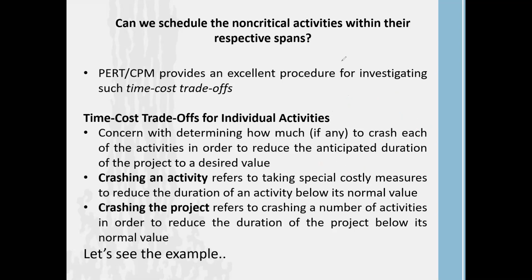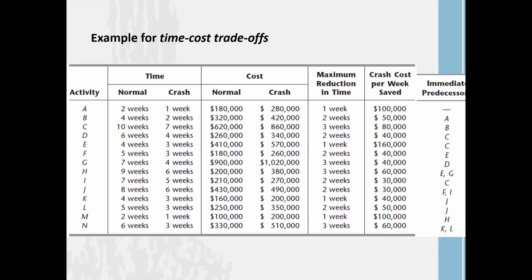Okay, so let's move to the next example, then you will get the idea about what this crash time and crash cost are. Now this is another example, which I'm taking for your consideration. Here you can see, as usual, you have activities. Now you have to do different things. Earlier we had only time and its predecessors. Now here we have time with 2 values.